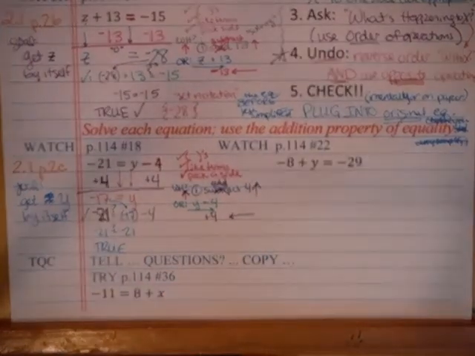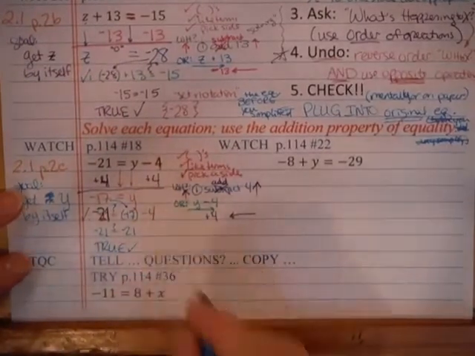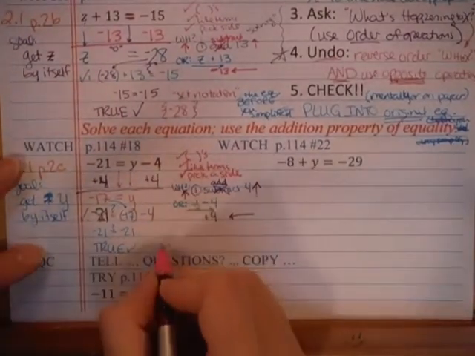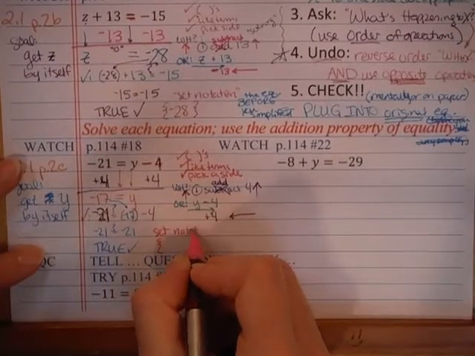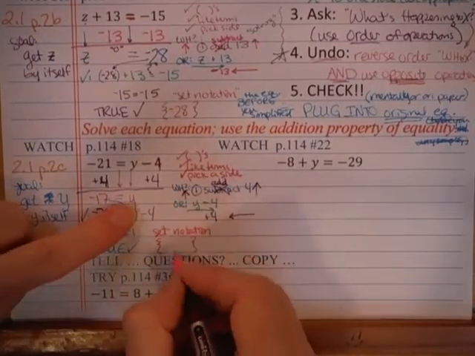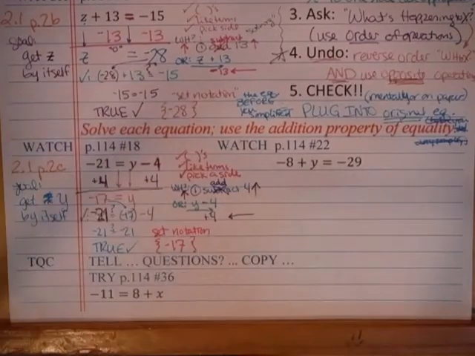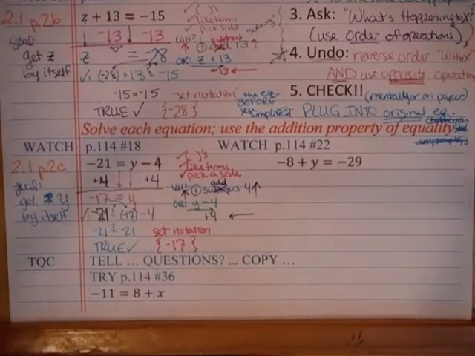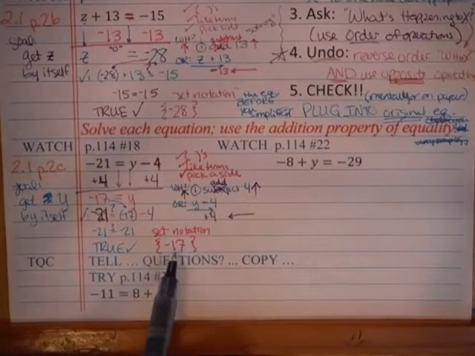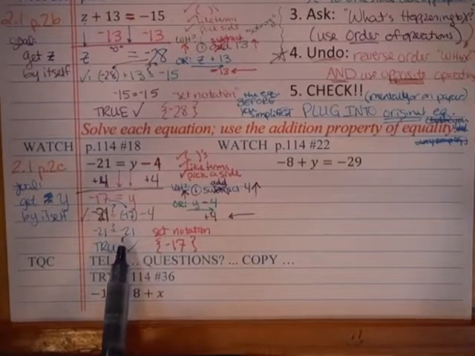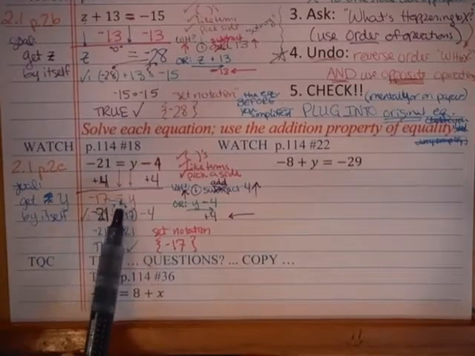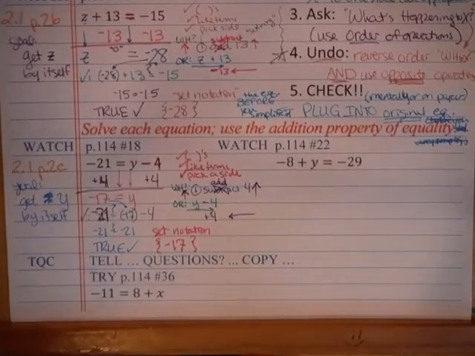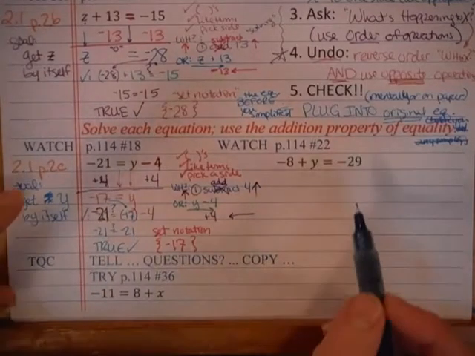I've checked it. It works. I have my answer. I'm going to put it in set notation. And my answer up here was -17. Sometimes I get a little distracted and I will go for the number right here on this last line, and I have to remind myself, no, -21 came from the fact that I was checking my answer. I need to go back to where I see y equals, and that's my value that I put in my set notation. All right, let's try number 22.